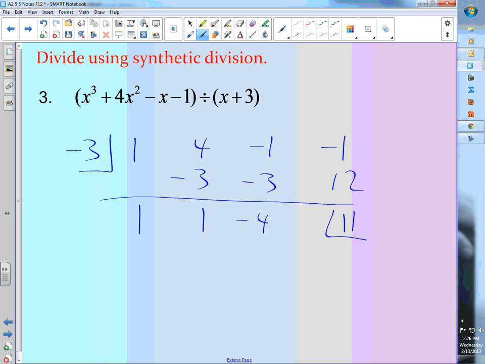But what this tells you here is that the quotient is x squared plus x minus 4, plus 11 over x plus 3. That's what you get when you divide. You get a quotient and then the remainder over the divisor. It gets better from here. Synthetic division is an incredibly powerful tool.